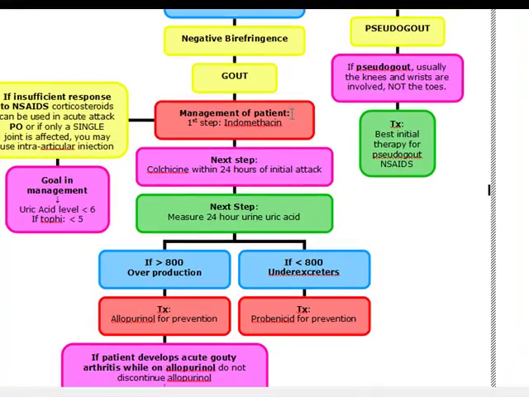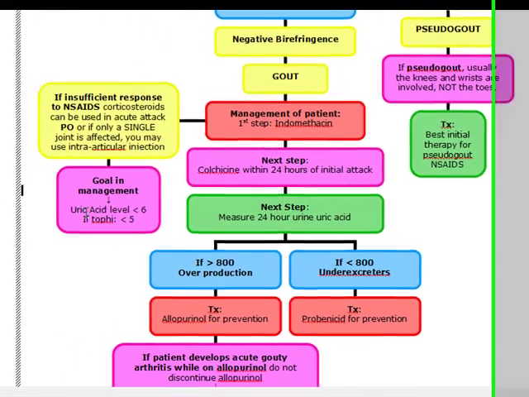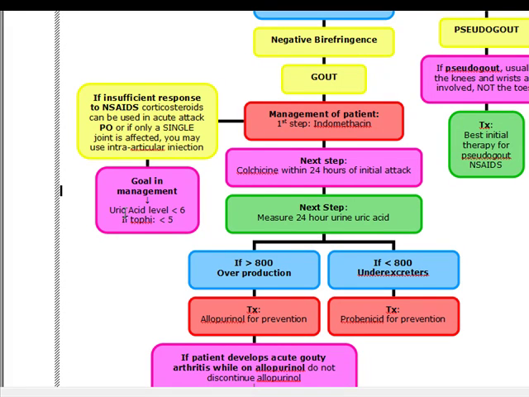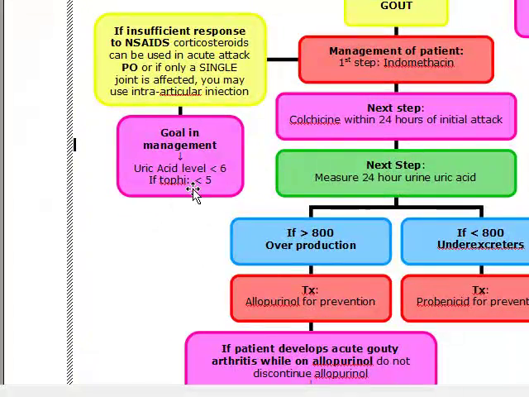Once we've treated the patient's acute attack, we have a goal in management, okay? And our goal in management is a uric acid level less than 6, okay? And if the patient has something known as tophi, our uric acid goal in management is actually less than 5. Now, tophi are actually punched out lesions we're going to see on the x-ray. And if we see these tophi on the x-ray, these punched out lesions with a preserved joint space, we're going to have a goal of uric acid level less than 5.